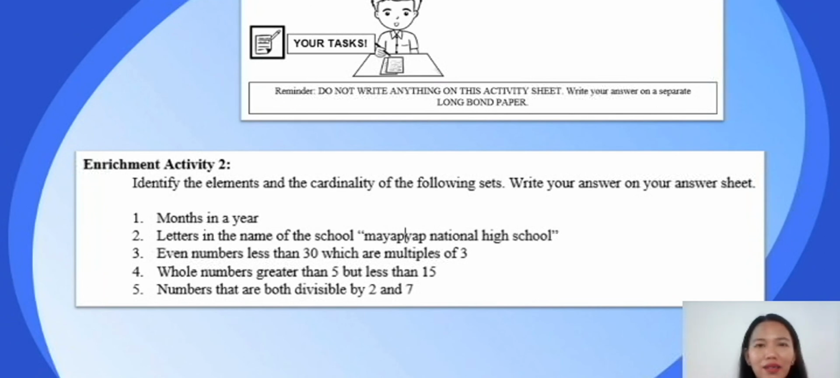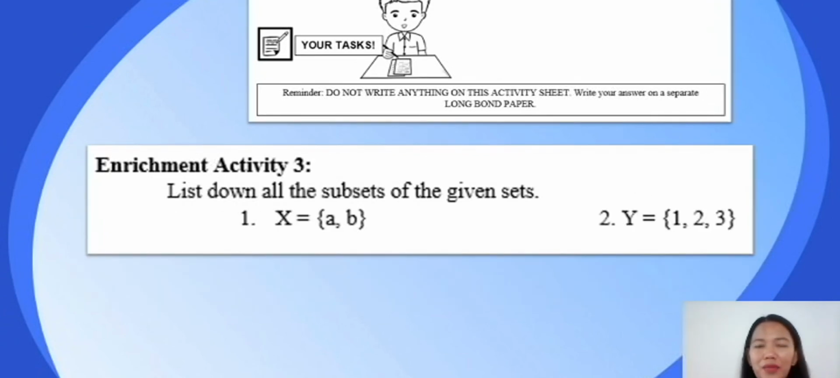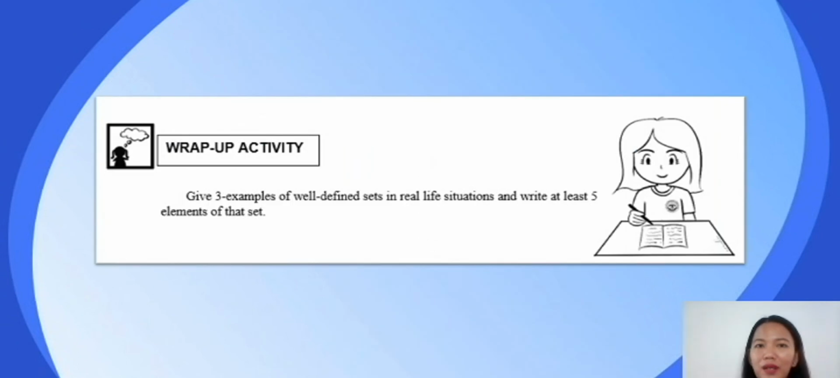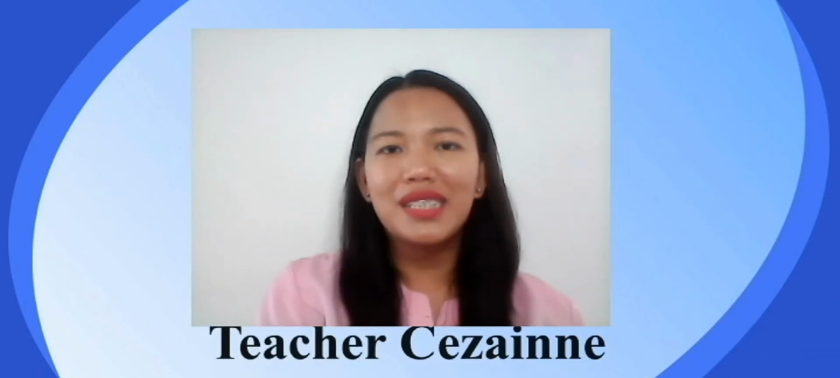For enrichment activity number 2, identify the elements and the cardinality of the given sets. Again, write your answer on a separate long band paper. And for enrichment activity number 3, list down all the subsets of the given sets. For enrichment activity number 4, refer to the given sets and then answer the succeeding questions. For the wrap-up activity, give 3 examples of well-defined sets in real-life situations and then write at least 5 elements of that set. I hope you learned something today.